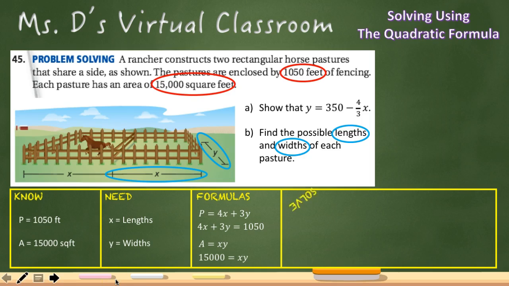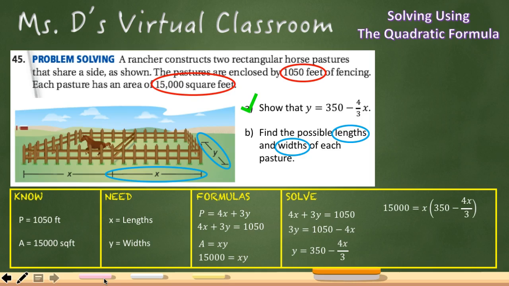Now to solve, using the perimeter equation, solve for one of the variables in terms of the other. In this case, we'll isolate and solve for y by subtracting 4x on both sides and dividing by 3. Simplify like all good mathematicians would and get y equals (1,050 minus 4x) over 3, which is the equation we want. Now to find possible lengths and widths, we would substitute our y equation into the area equation.